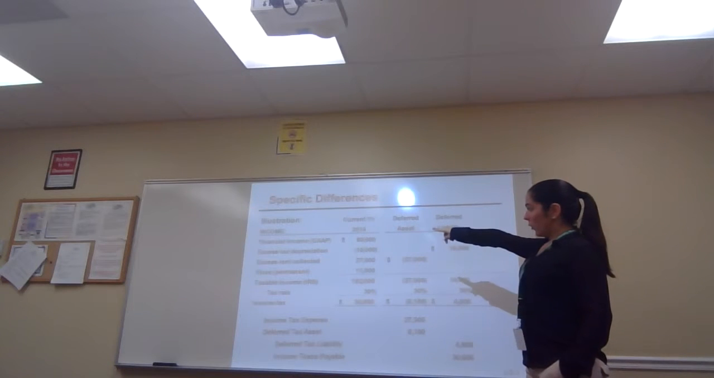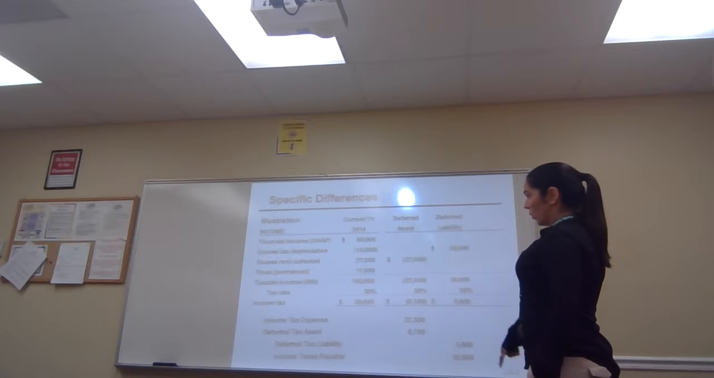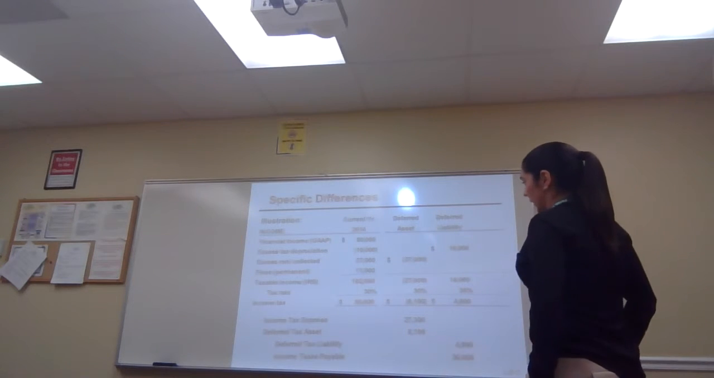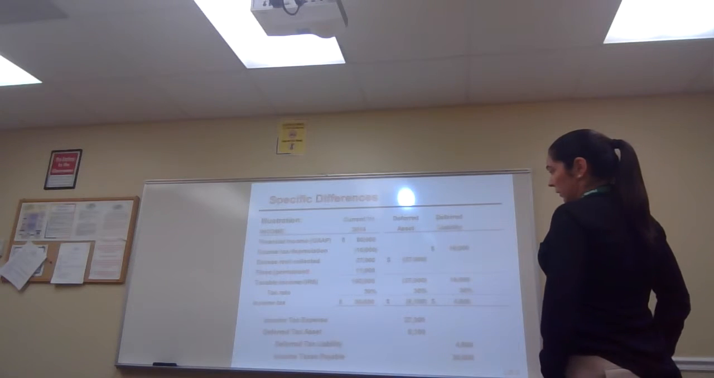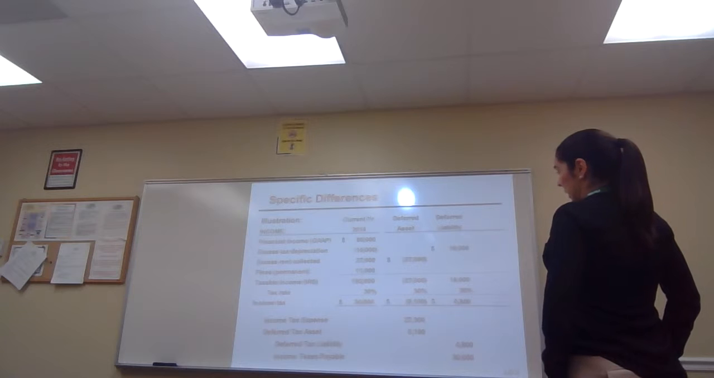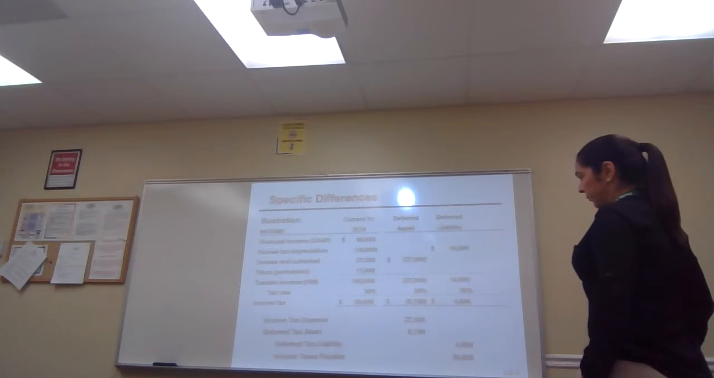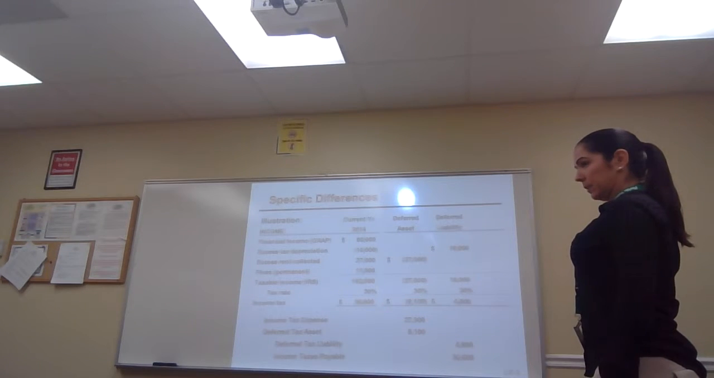So you start off with your book income, you're going to get down to your taxable income. So in the first year of 2014, you're going to have $102,000 of taxable income, your tax rate of 30%. You have income tax of $30,600. And then you have your deferred tax asset column and your deferred tax liability column. Sense?